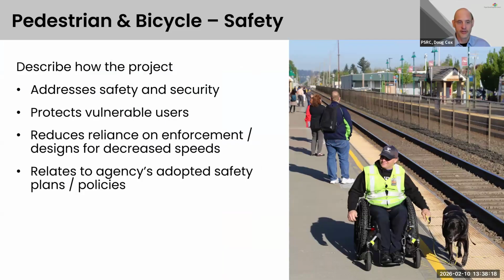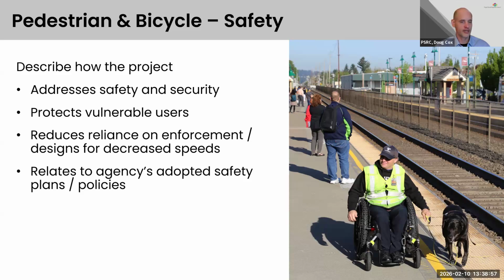And this is a place where data can really help paint the picture. You could point to things like crash data or speed and volume data, and convey how the project will separate people from motor vehicle traffic in space or time and remove or reduce potential conflict points. And then there's a question about how the project will reduce reliance on enforcement and/or design for decreased speeds. You'll want to identify the project's features like traffic calming, median islands, improved signage or signals, or really any aspects of your project that could help reduce speeds.